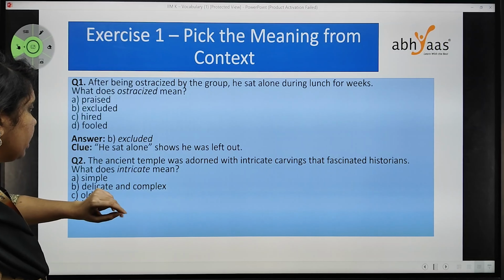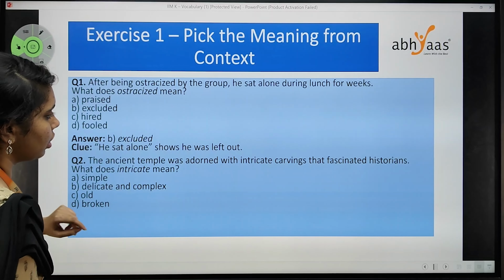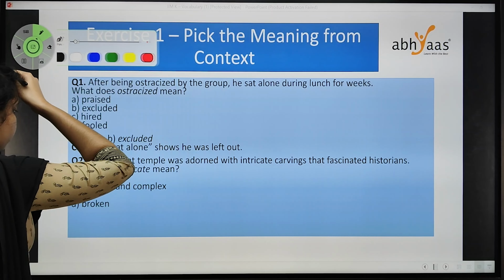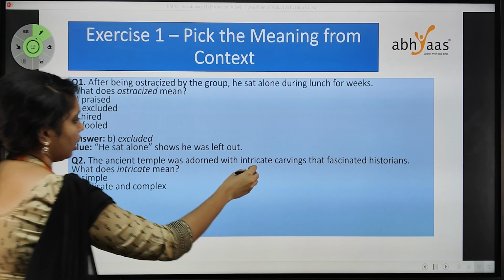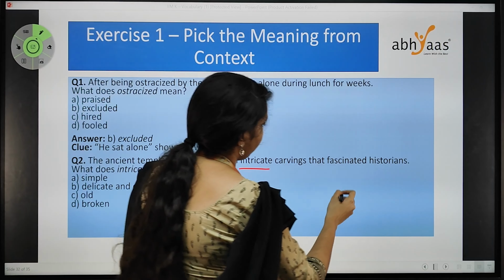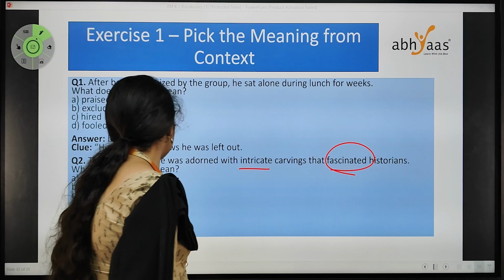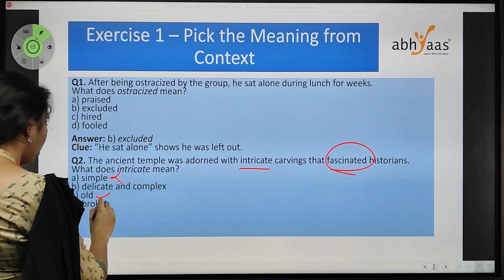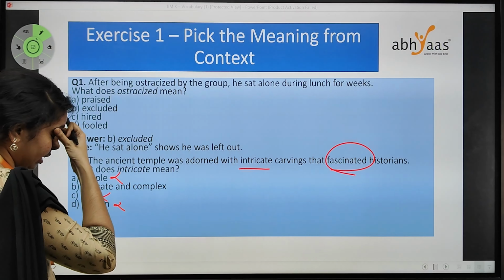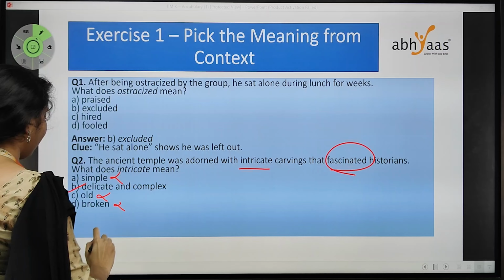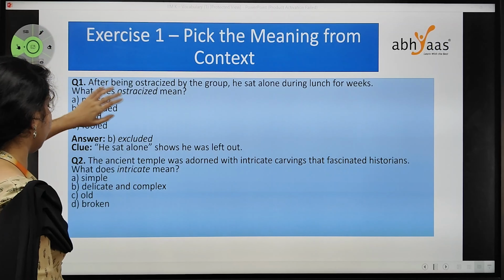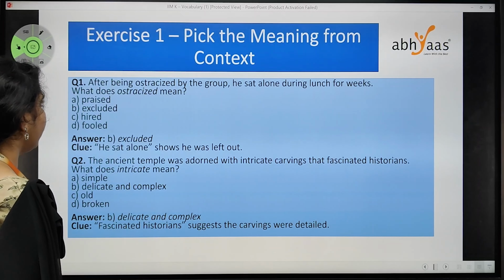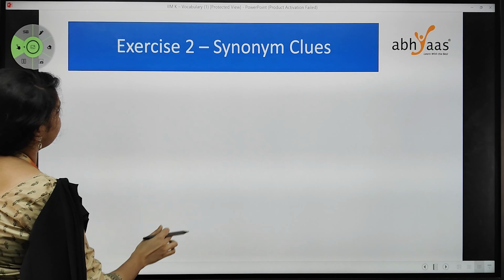The ancient temple was adorned with intricate carvings that fascinated historians. So what do you think intricate means? See, here he is asking about intricate and he says that historians are fascinated by this. So if it is simple, would they be fascinated? No. If it's old or broken, would they be fascinated? No. Obviously, they had to be delicate yet complex, right? That is what is the source of their fascination, right? Yeah, next.